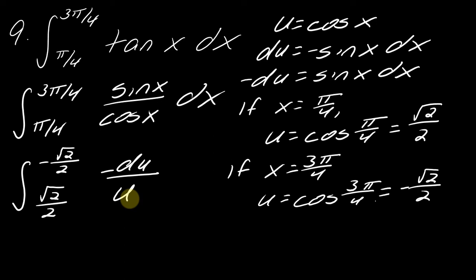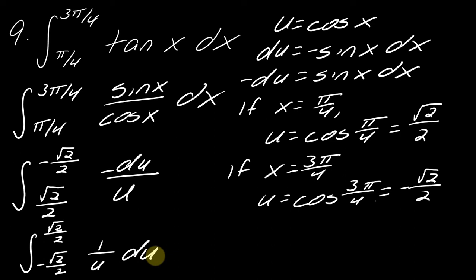Okay, so a couple of things. You'll notice that with my limits of integration, just with how this was evaluated, the most negative one is on top, so I can actually flip all of this and then get rid of this negative. So this would just become positive square root of 2 over 2 over negative square root of 2 over 2, and then this is 1 over u du. Okay, so that's one thing I just want to point out here.